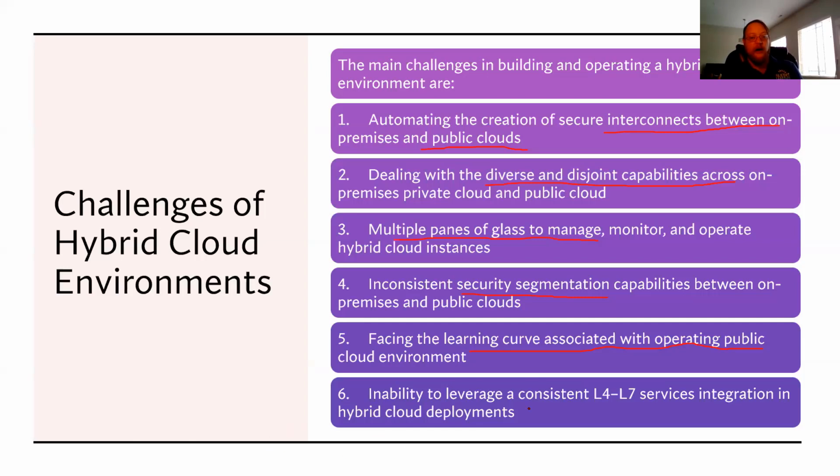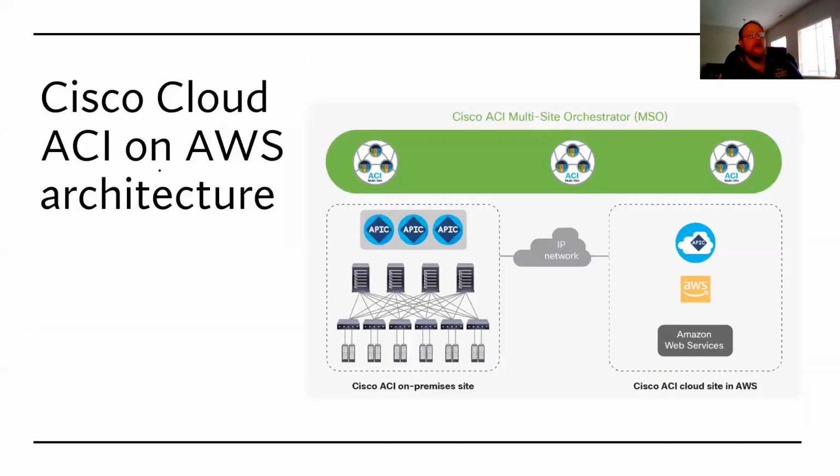And then L4 through 7 services. This is super important: my ability to automate the implementation of a firewall, SSL offloader, or a load balancer without having to corral traffic with VLANs and routes. Super, super important. And we have that. So, the Cisco Cloud ACI on the AWS architecture.